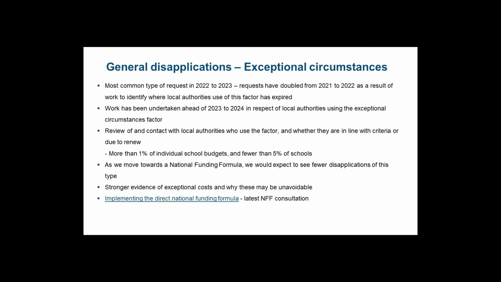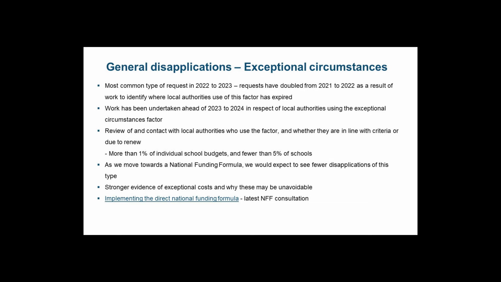As part of the general disapplications review and lessons learned over the last year, during the summer we've done some work to scrutinise local authorities' use of the exceptional factors criteria in particular, as we move closer towards the direct national funding formula. As part of that work, we've established which local authorities currently meet the exceptional factors criteria and which do not. And we've begun to challenge those who appear not to meet the criteria and requesting a new disapplication. We've also done this where it looks like the local authority's use of the factor has expired and is due for renewal, whether or not they meet the criteria.